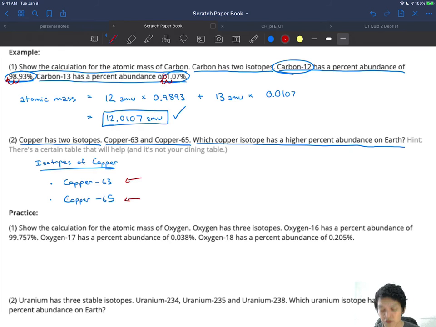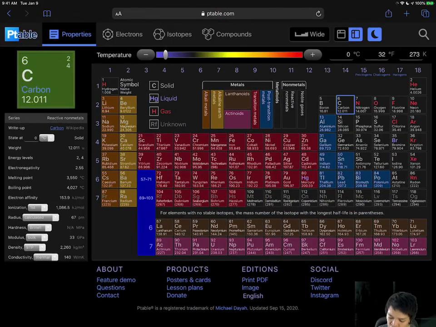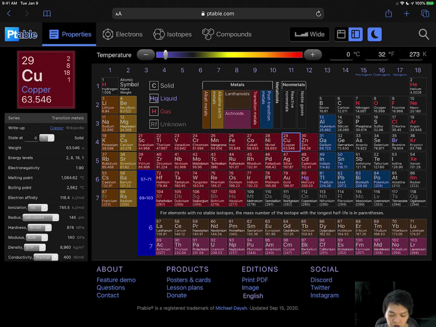It doesn't seem like there's enough information to solve this problem. But remember, you have a particular resource, at least in chemistry, that you can refer to, and that's what the hint is. Hint, there's a certain table that will help, right? It's the periodic table. So remember, the periodic table tells you information about the average atomic mass. So let's find copper. I know it's right here. Copper has an average atomic mass of 63.546, okay?